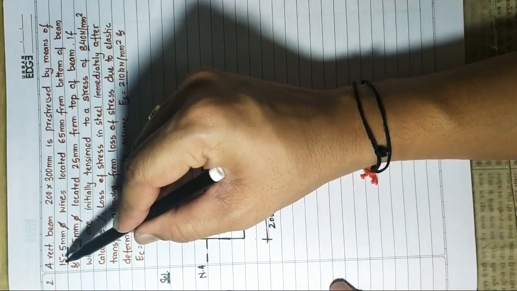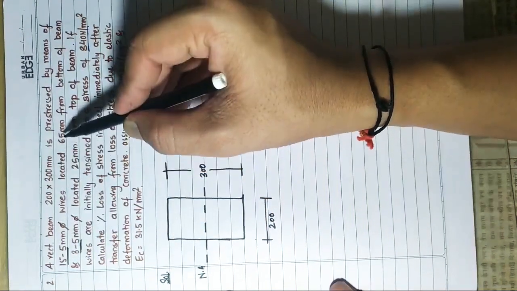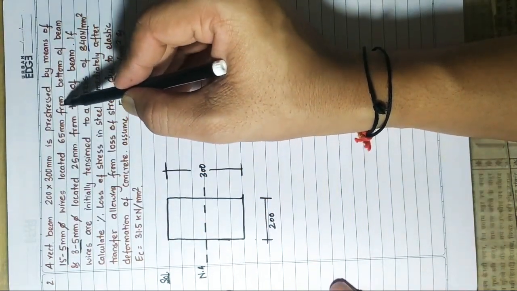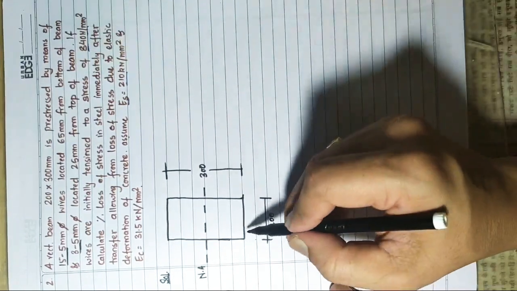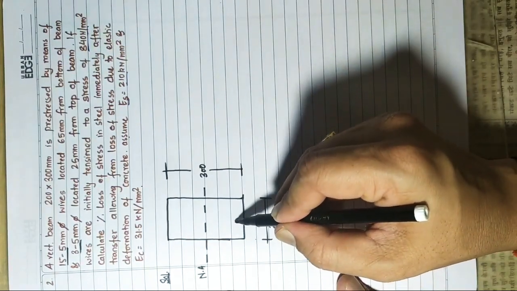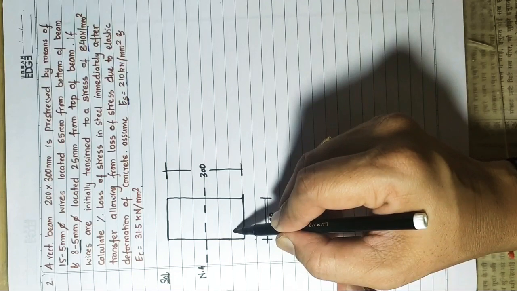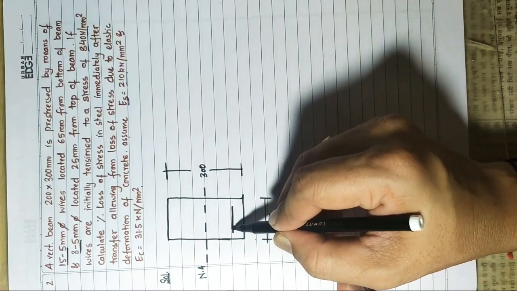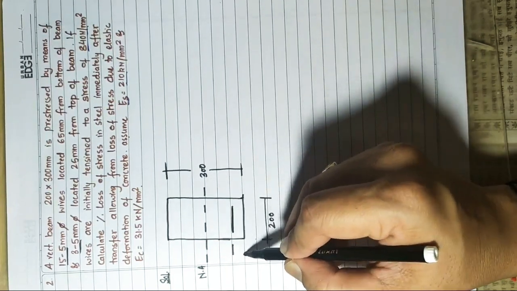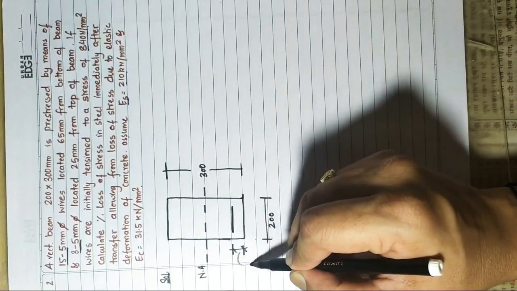Now, 15 numbers of 5 mm diameter wires are located 65 mm from the bottom of the beam. So this is the bottom of the beam. From here when we consider 65 mm, somewhere here the 65 mm is going to come. Let us take this as 65 mm.